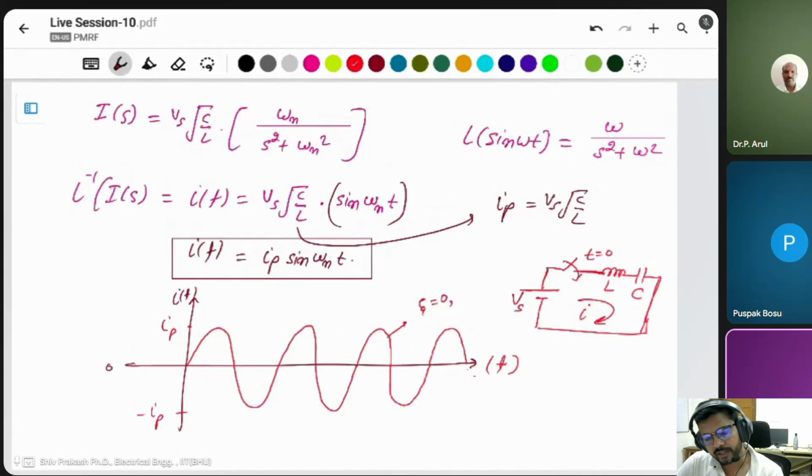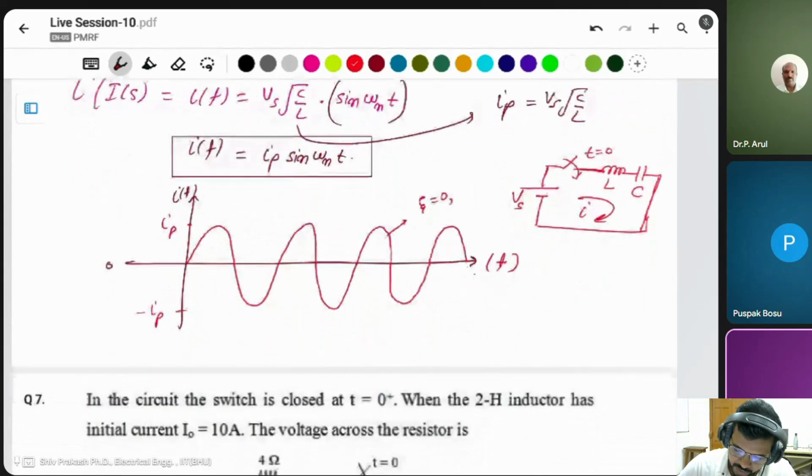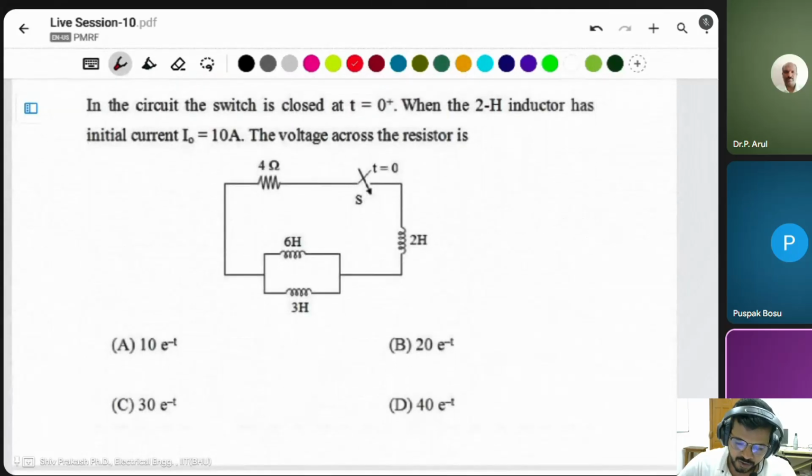I can explain the same thing in a later session, in Laplace, where I teach about the Laplace transform. I will explain the same thing there also. Okay, let's go for the next question.